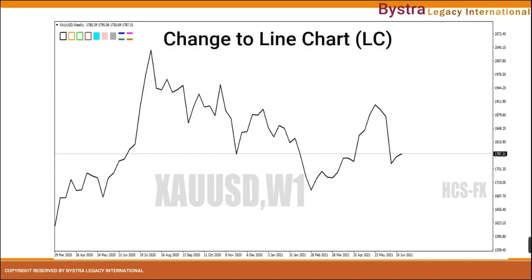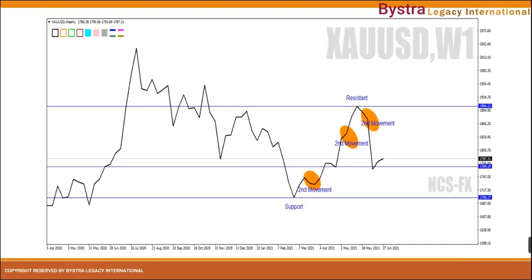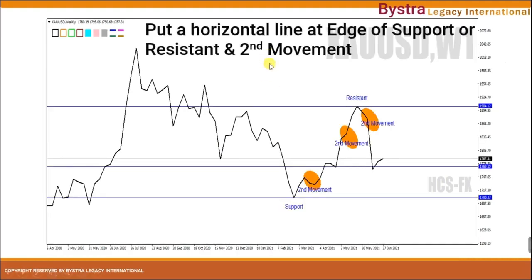Next, we just need to change to the line chart, which is the second step. The third step is to put a horizontal line at the edge of the support or the resistance. Now guys, when we put this horizontal line, we just use the prices that are near the current price. We don't have to put every single line here, here, or here, because the price is currently in this area. Therefore, we just mark near the price. You can mark here, it's fine.